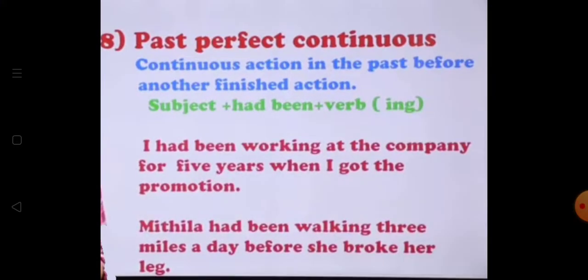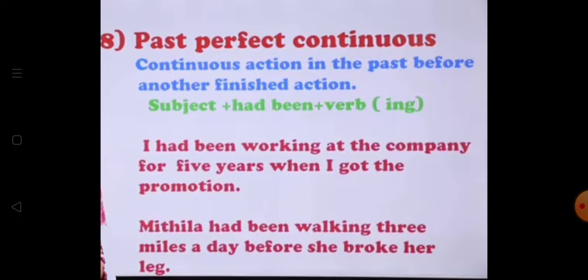And the next, the past perfect continuous. So where do we use past perfect continuous? We use past perfect continuous when we are talking about a continuous action in the past before another finished action. The rule for it is subject plus had been plus verb ing form. For example, I had been working at the company for 5 years when I got the promotion.